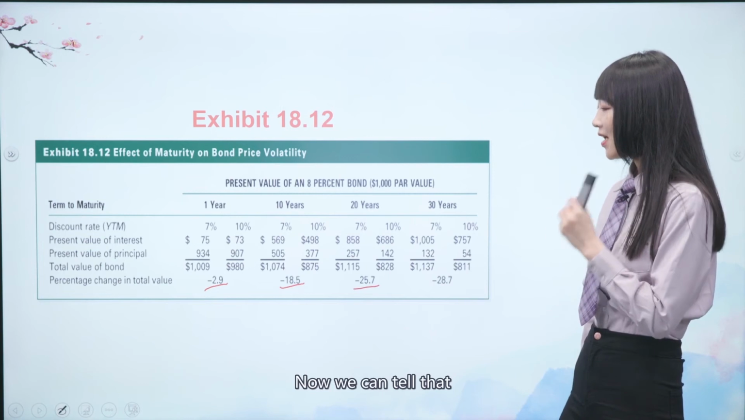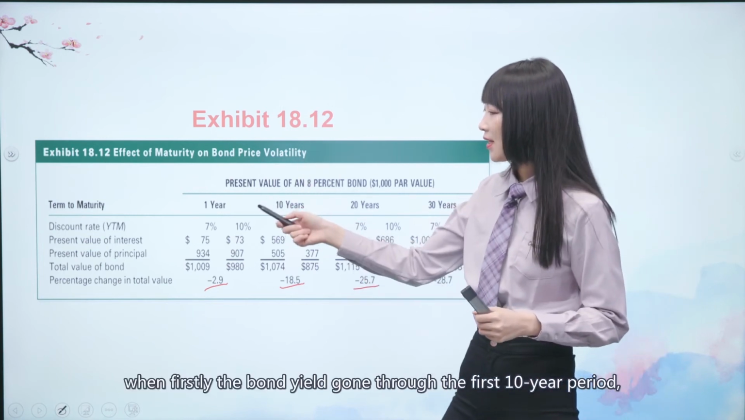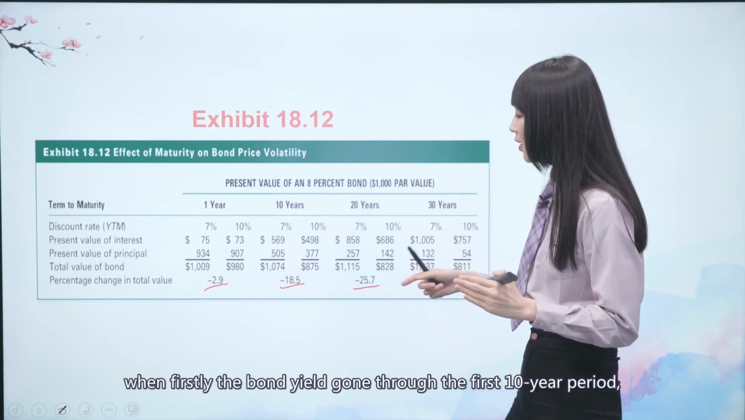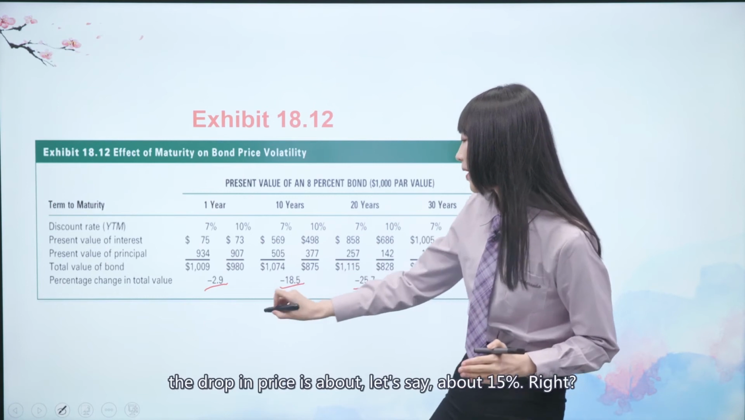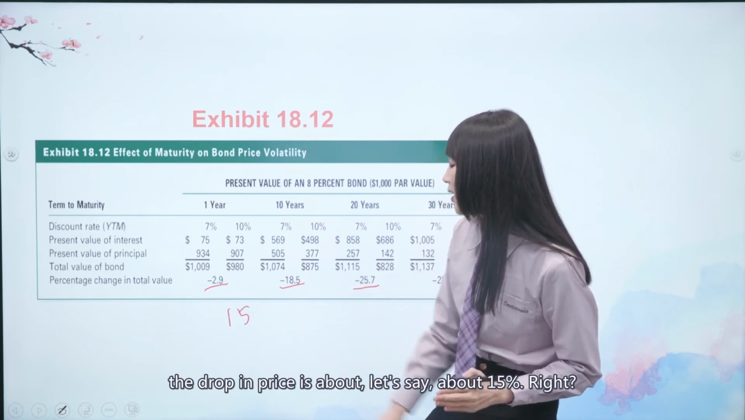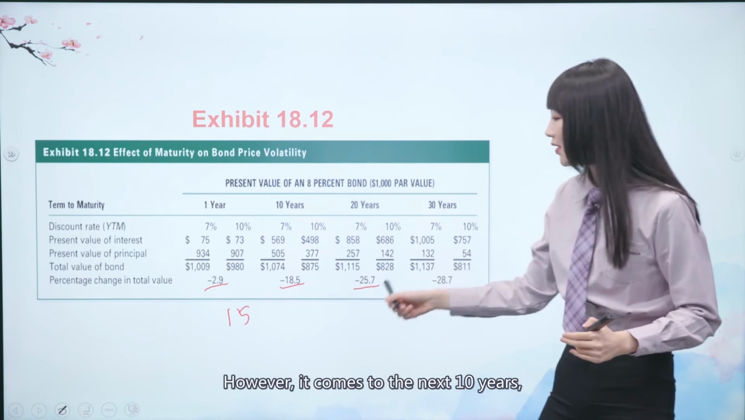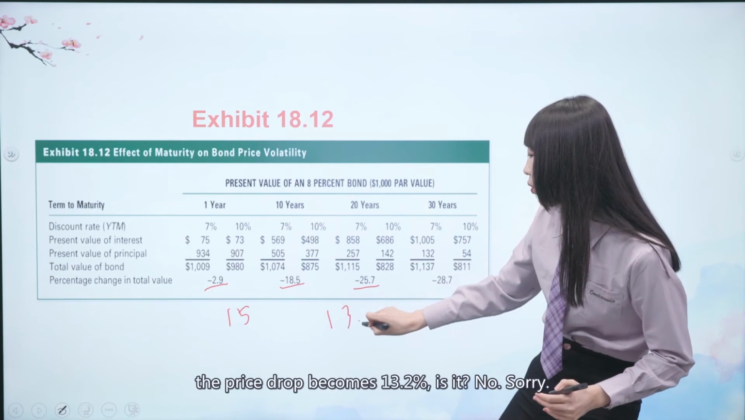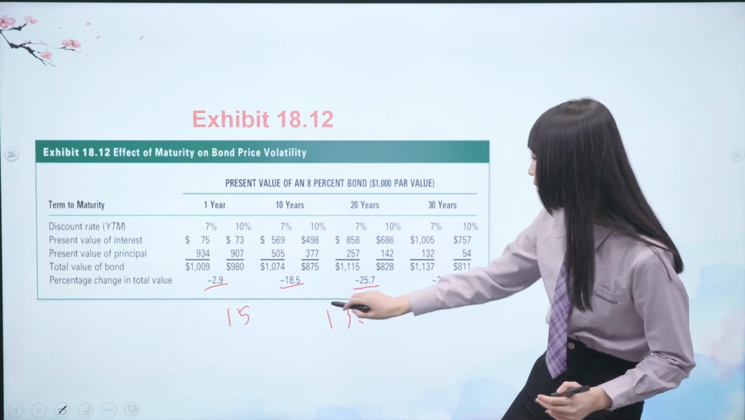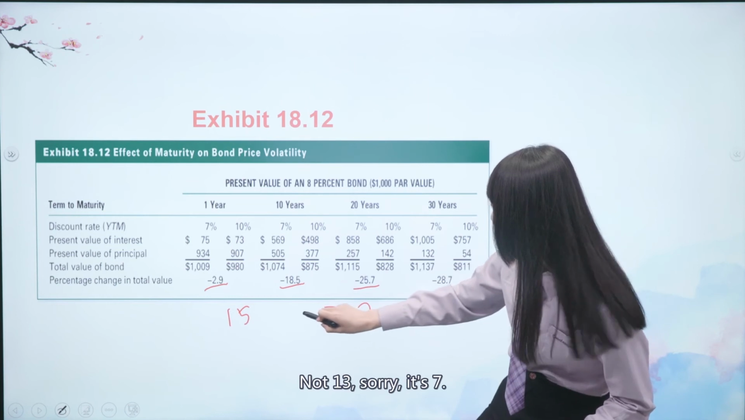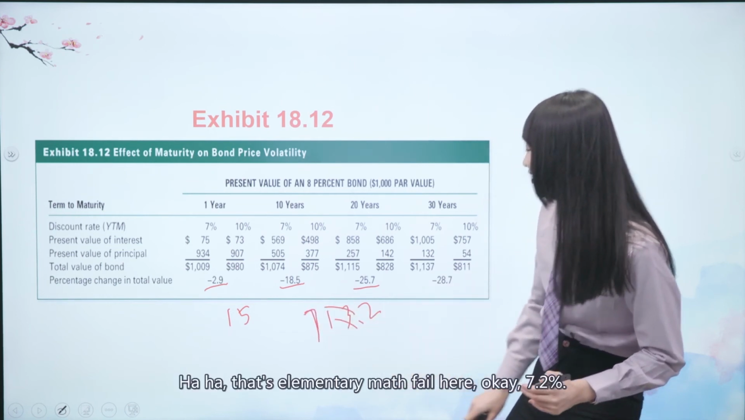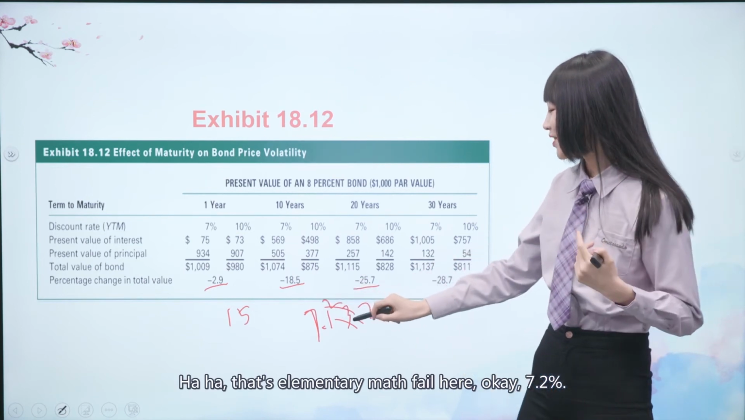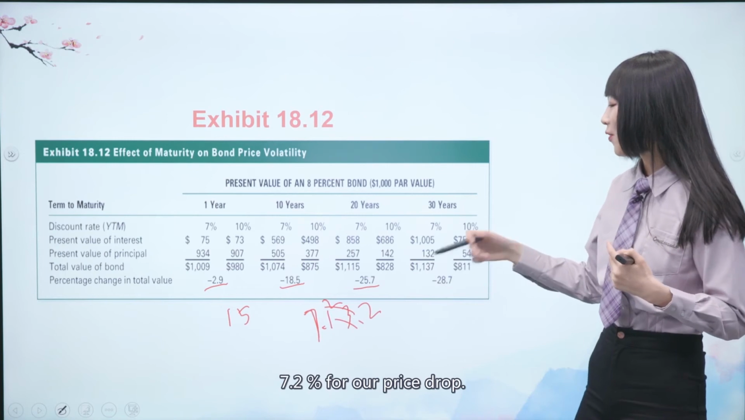Now, we can tell that when, firstly, the bond goes through the first 10-year period, the drop in price is about, let's say, 15%, right? However, when it comes to the next 10 years, the price drop becomes 13.2. Is it? No, sorry. Now 13. Sorry, it's 7. That's an elementary math fail here. Okay, 7.2%. 7.2% for our price drop.